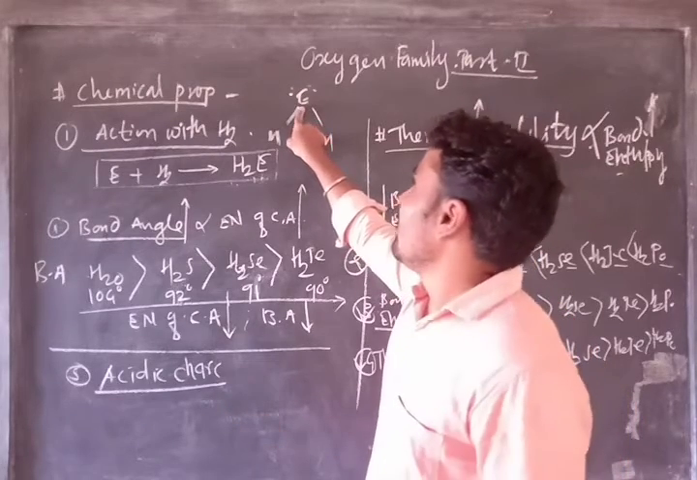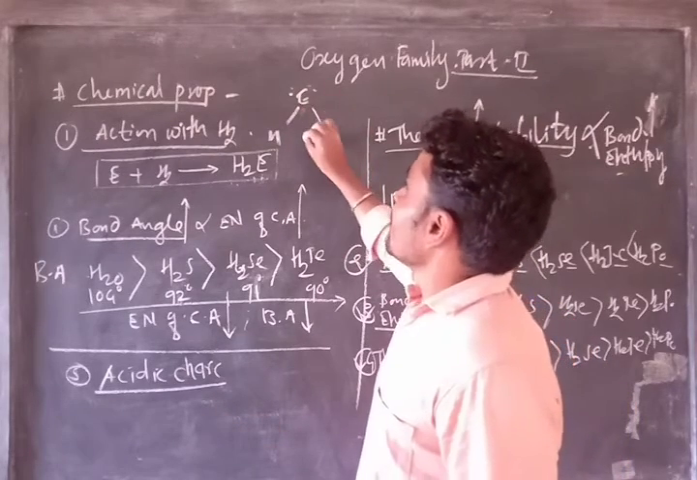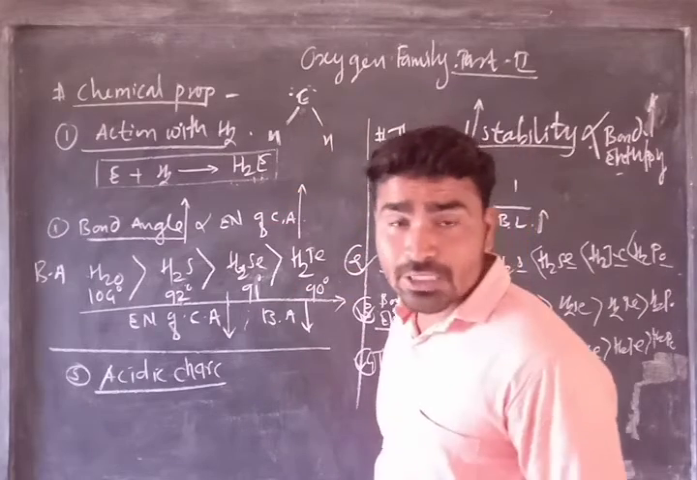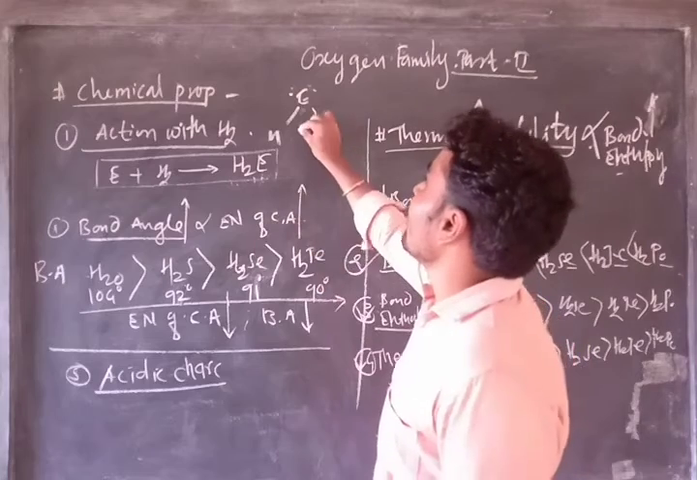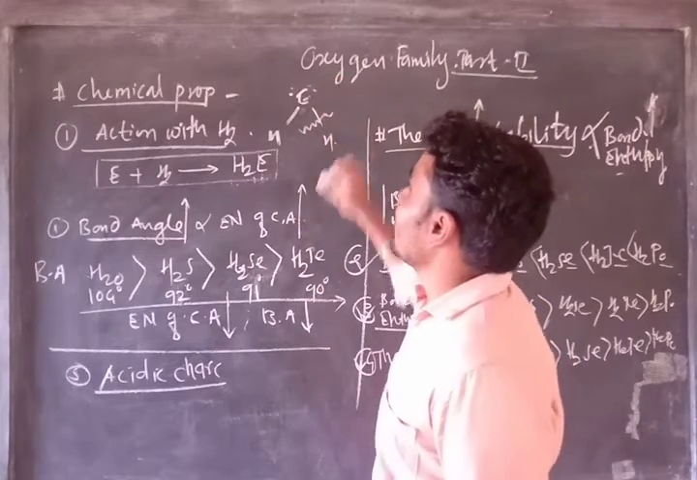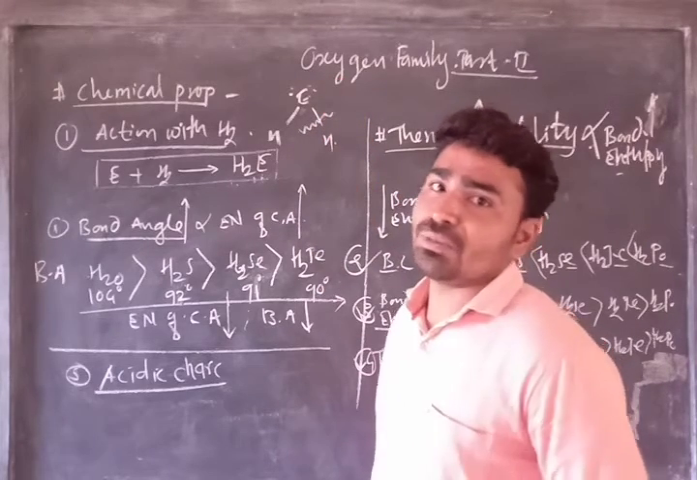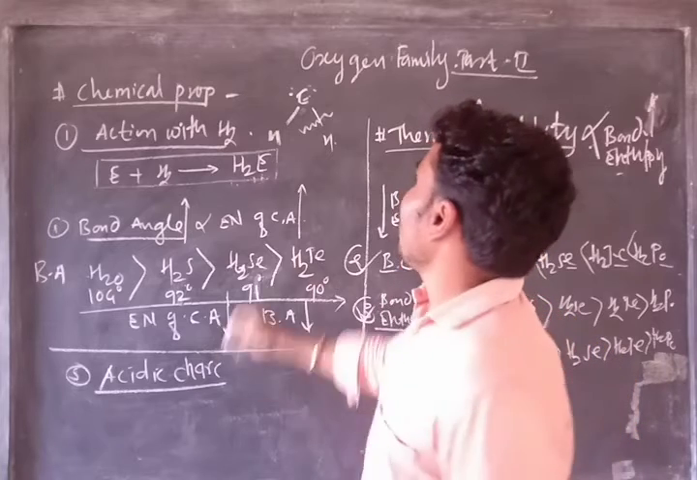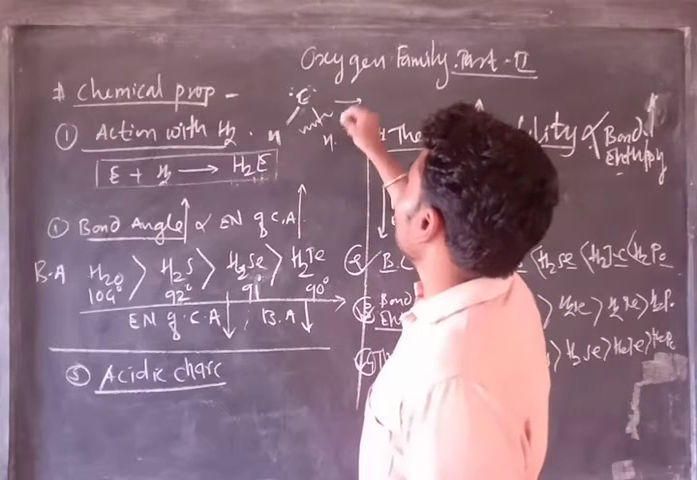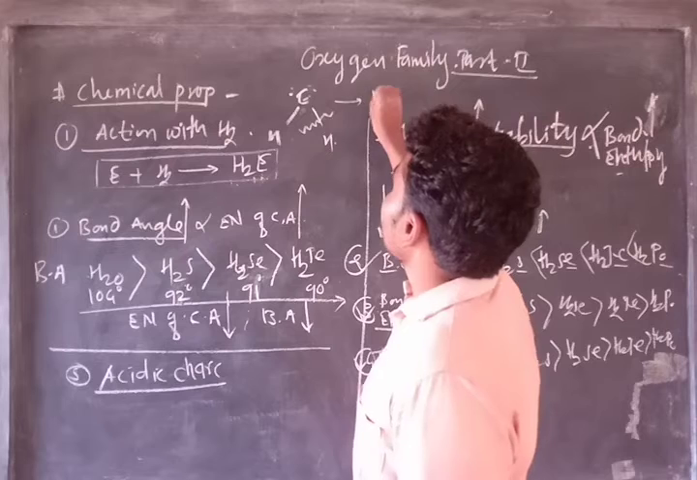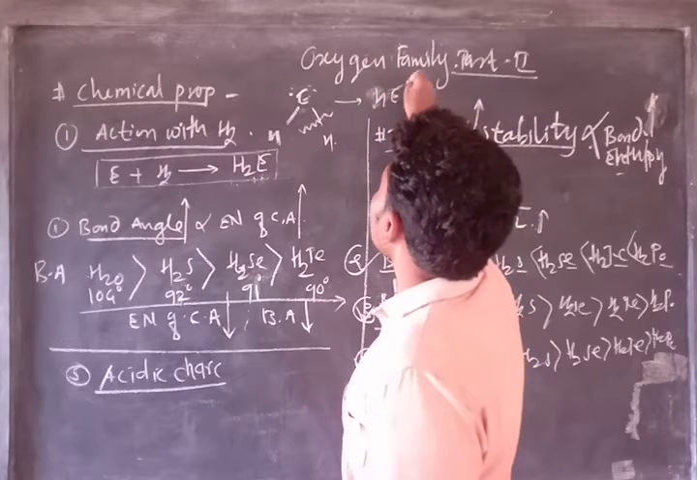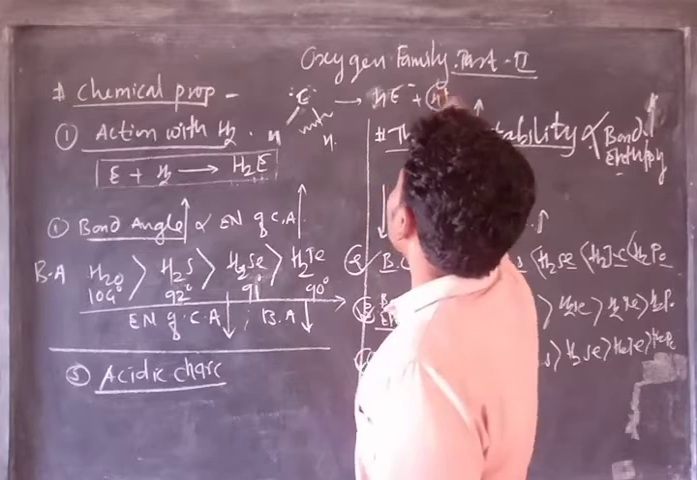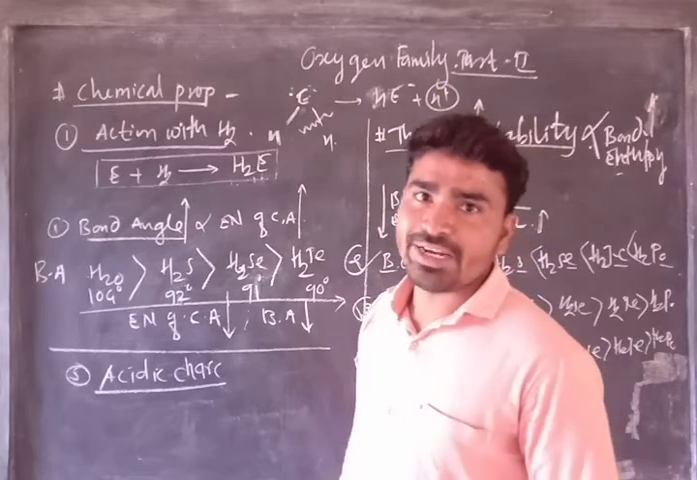But when it has to behave with an acidic character, then the mutual bond between the element and hydrogen must break, and if it is going to break, then here we get HE minus, and here we get 1 H plus.